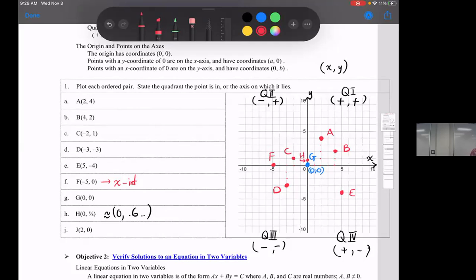And then 2, 0. Right there, right above G, because 0 points and then comma 0.6. And then J, 2, 0. Again, another x-intercept. You can do it yourself. You don't have to look at my thing.